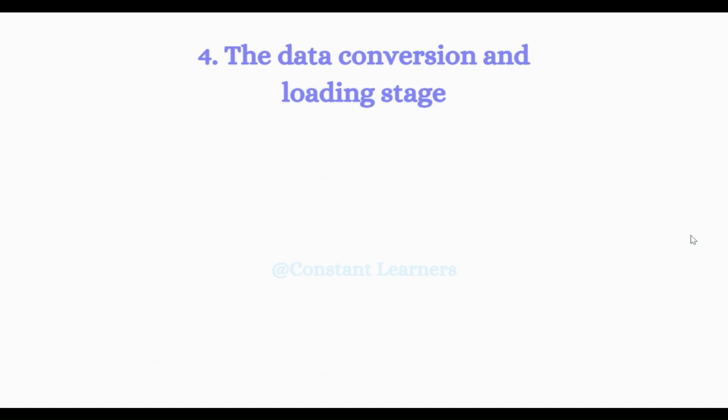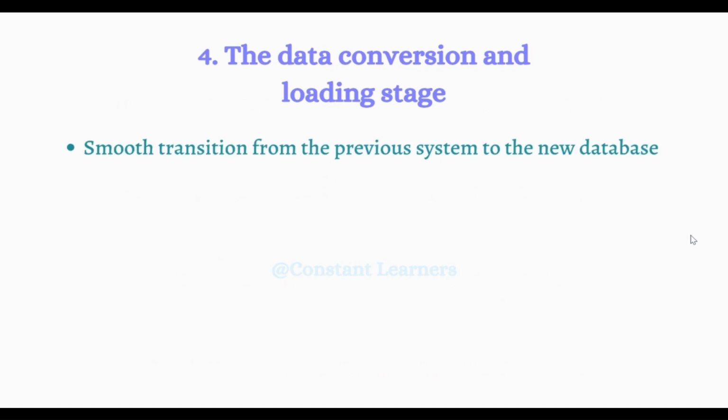All right. After the implementation stage comes the data conversion and loading stage. Now, in relational database design, the data conversion and loading stage plays a crucial role in the smooth transition from the previous system to the new database system. Let's say the company is an old company. So there must be some data, right? So we need to transform the data from the previous system to the new database system. We need to transition.